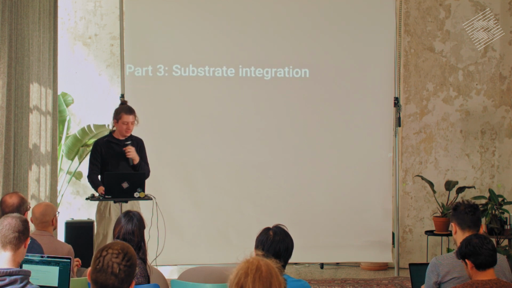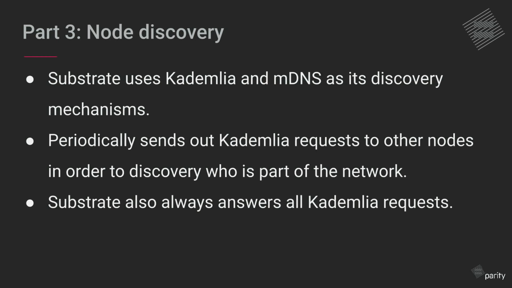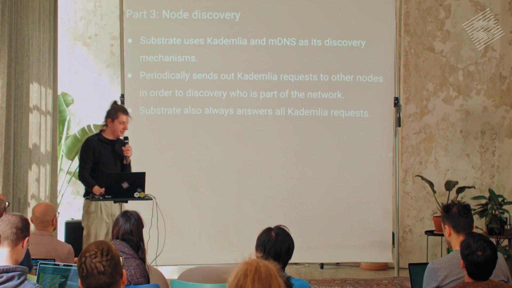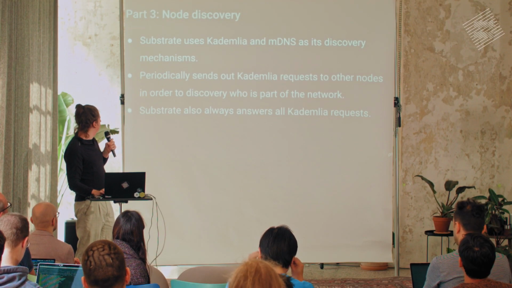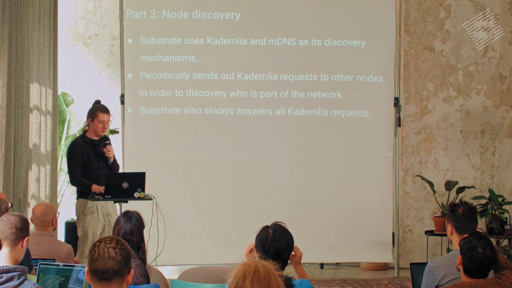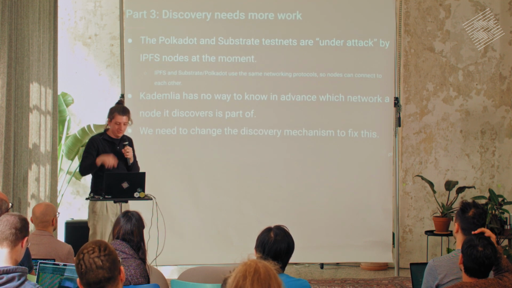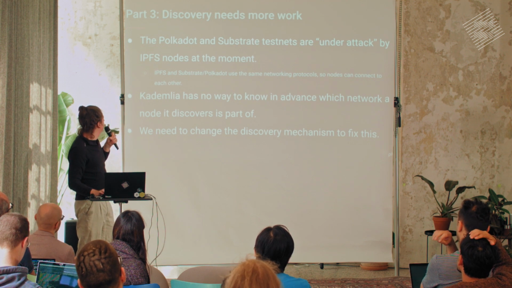And for the last part, how it works in Substrate. I'm going to cover everything specific to Substrate and not to P2P in general. Substrate uses Kademlia and mDNS for the discovery mechanisms, as I mentioned. We periodically make a random Kademlia iterative query. That's how we discover a network. That's exactly the same thing as what Ethereum 1 does. And, important point, Substrate always answers all Kademlia requests. Even if you have 1,000 incoming connections, it's going to answer them all. I'm going to explain why afterwards.